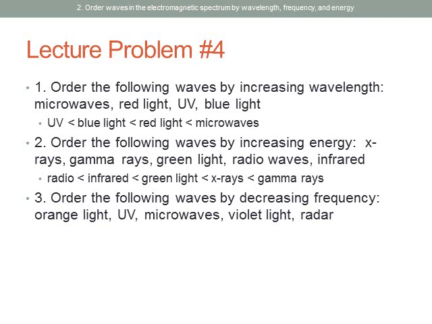So looking at our options here, we have orange, UV, microwaves, violet, and radar. I believe UV would be the shortest wavelength. Let's see if I remembered that right. Yes, UV is the shortest, followed by violet, then orange, then microwaves, and then radar.